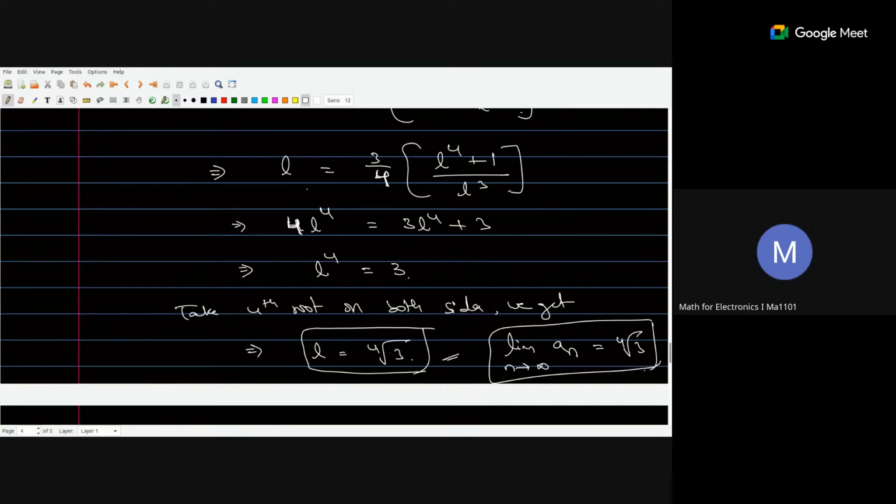So if you multiply 4L cube on both sides, what will you get on the left hand side? L times 4L cube, so already there is L. If I multiply 4L cube, I will get 4L. That step I got. The next step, after that, this is 4L power 4. This is 3L power 4. So I just subtracted minus 3L power 4 on both sides.